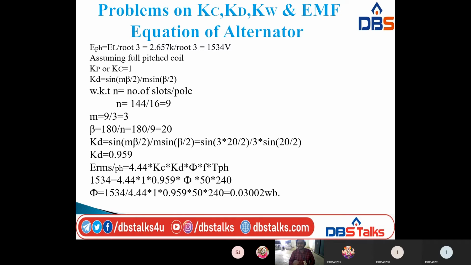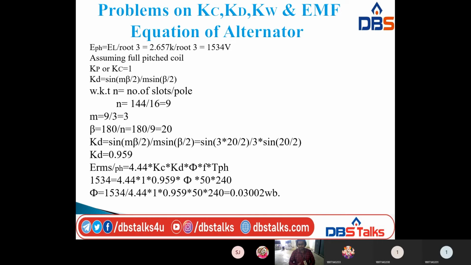Firstly we will calculate the n value. We know that n is equal to the number of slots per pole. In the problem, they gave that the number of slots is 144 and the number of poles is 16. So substituting the number of slots 144 and number of poles 16 into the formula, the number of slots per pole is 144 by 16, that is equal to 9. Here n is equal to 9.